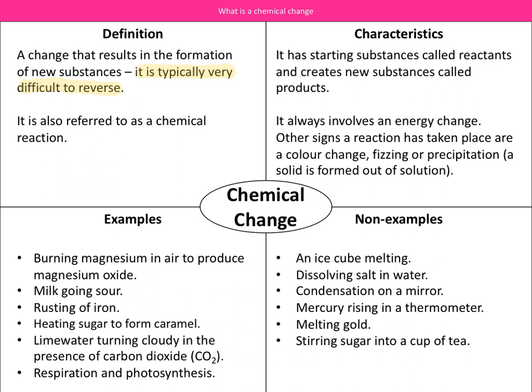Obviously, we've got new products being formed, and we've already talked about the four possible observations we could make that would be signs of a chemical change or a chemical reaction. So we've got the colour change, the fizzing, the precipitation, and an energy change. Those would be possible characteristics of a chemical reaction.